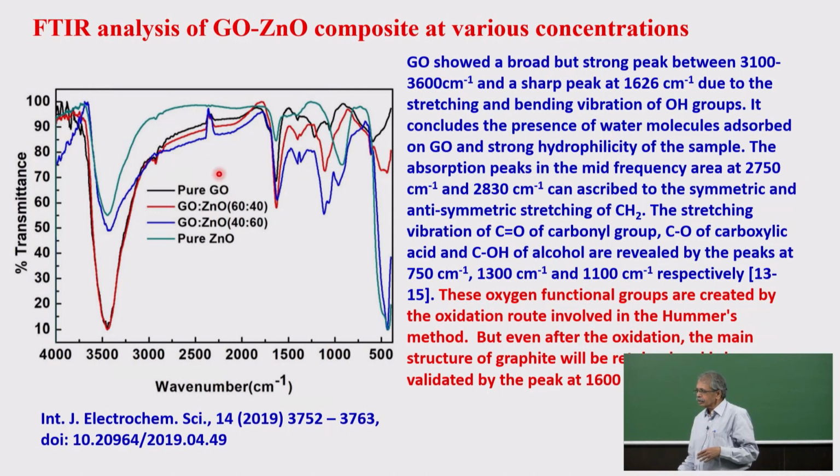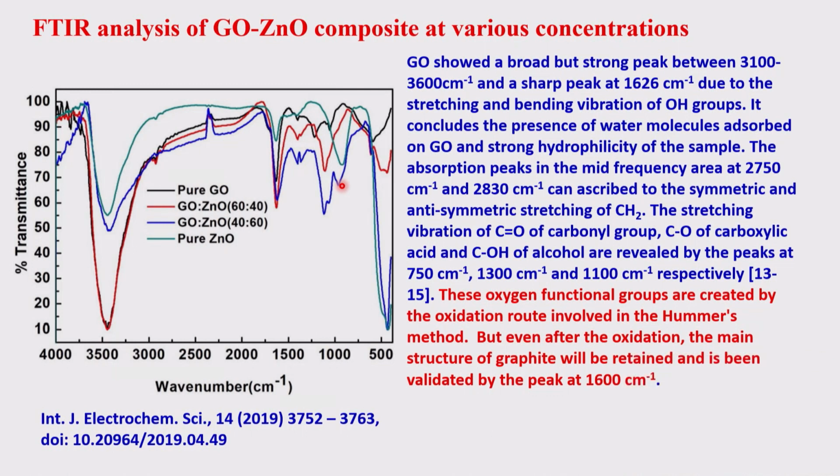In the mid IR, this 2750, 2800 region is from the CH2 groups, and then the 1600 range comes from the carbonyl, and can be coming from other kinds of carboxylate groups, because graphene oxide is functionalized. All of these are present. And then alcoholic OH groups are also present, because when you partially oxidize these things.